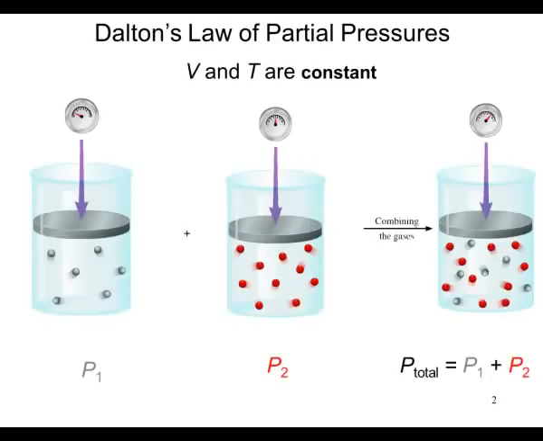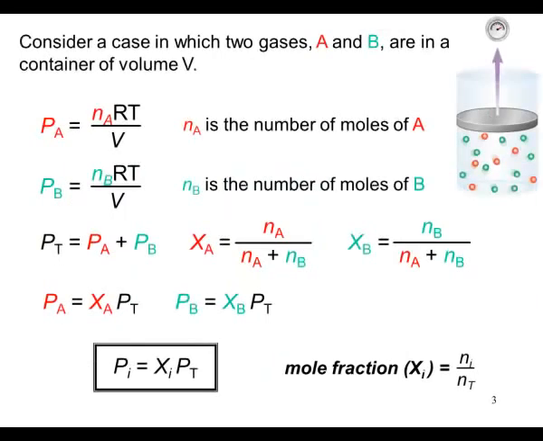Dalton's law of partial pressures. Dalton found that the total pressure of a combination of gases, P1 and P2, is simply the sum of their partial pressures. Consider a case in which two gases, A and B, are in a container of volume V.